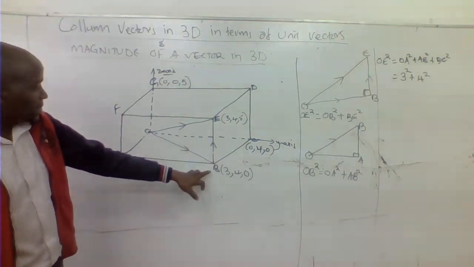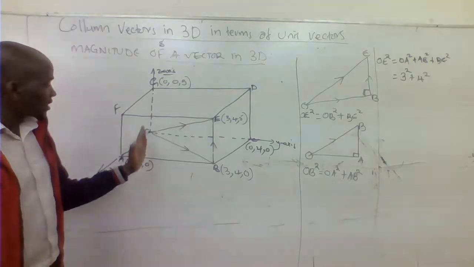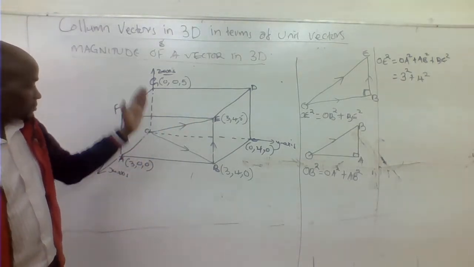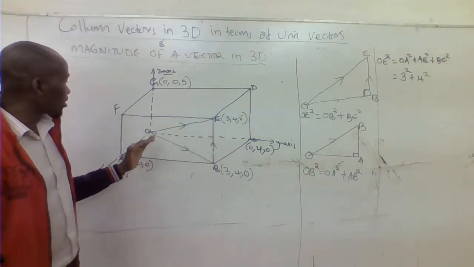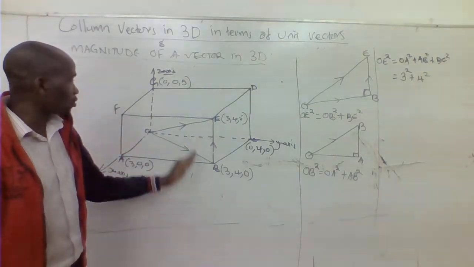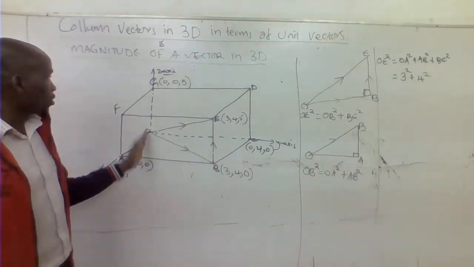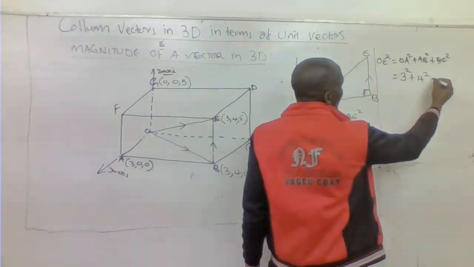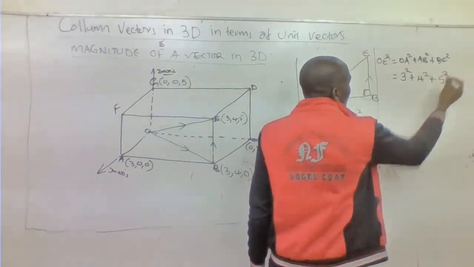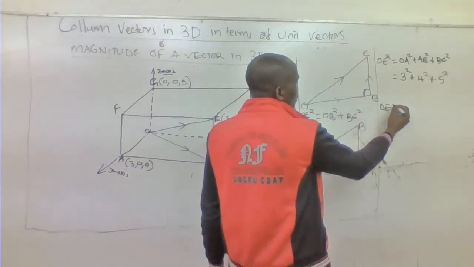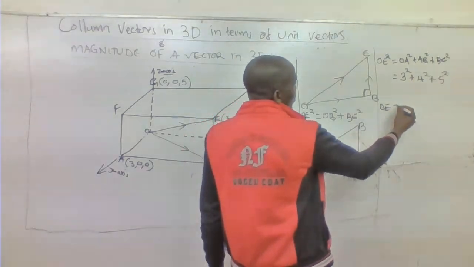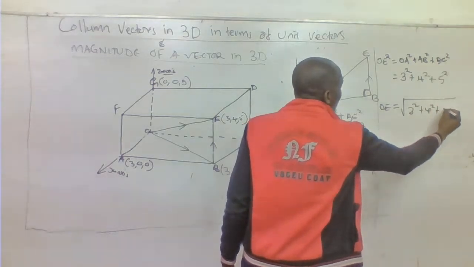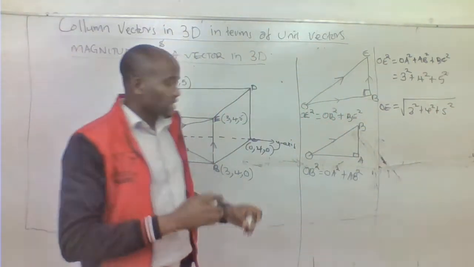Then we have BE. BE is displacement along the z-axis, because BE is parallel to OG. That means BE equals OG, and OG from the origin is 5 units. So we have here 5 squared. So now to get OE, which is the length OE, we find the square root of 3 squared plus 4 squared plus 5 squared.